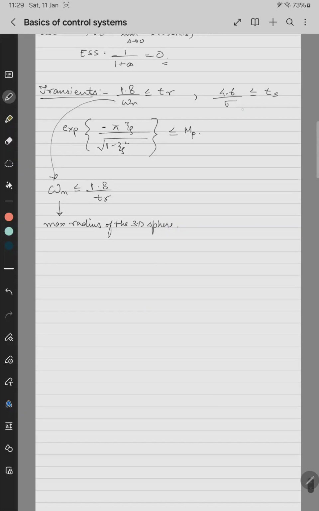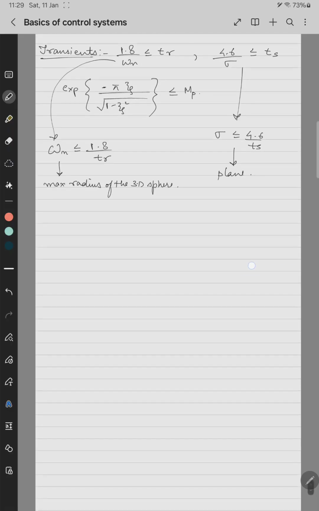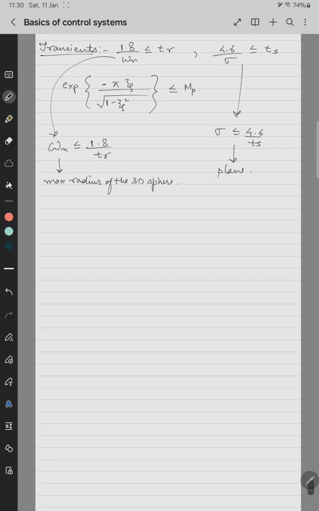This limitation, and this limitation, that is sigma less than or equal to 4.6 by ts, or basically the negative of it, defines a plane, because sigma contains the information of both the axes. So to visualize it, I'll solve this using the above analysis.